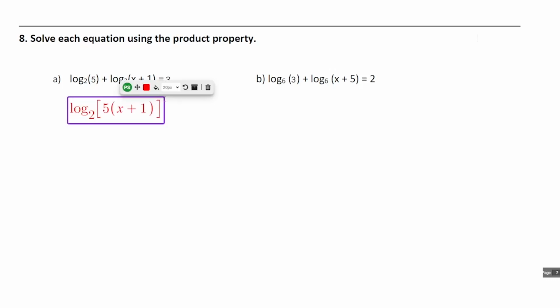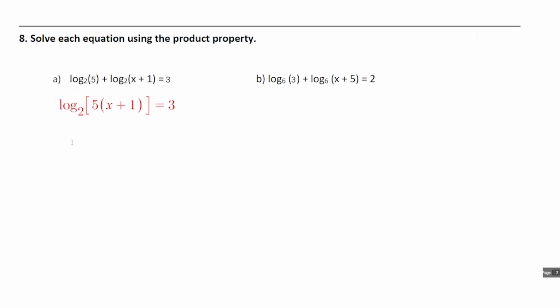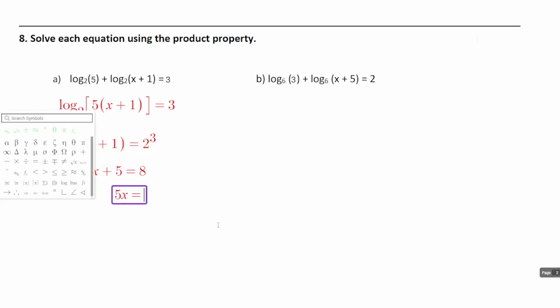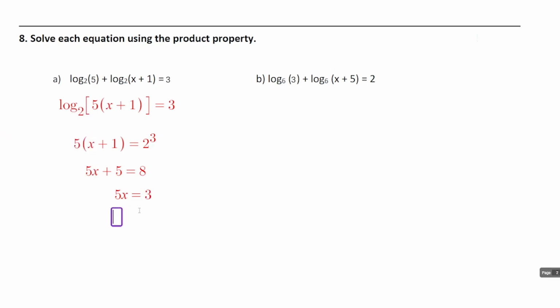For number 8, A, first use the product property to combine the two logarithms. Then use the inverse property to rewrite the logarithmic equation as an exponential one. Distribute the 5 and cube the 2 to get 5x plus 5 equals 8. Subtract 5 from both sides to get 5x equals 3. Finally, divide both sides by 5 to get our solution, x equals 3/5.